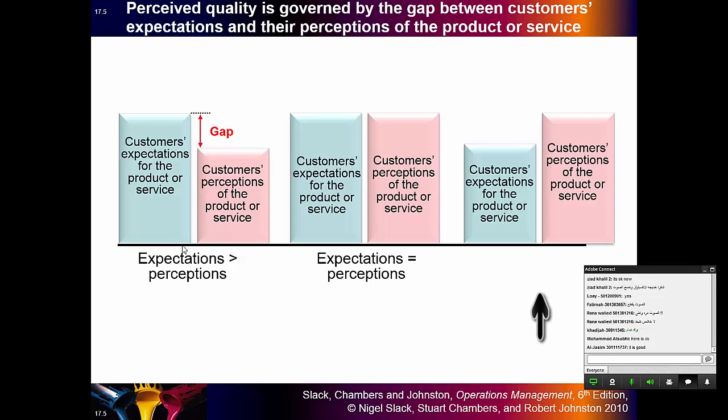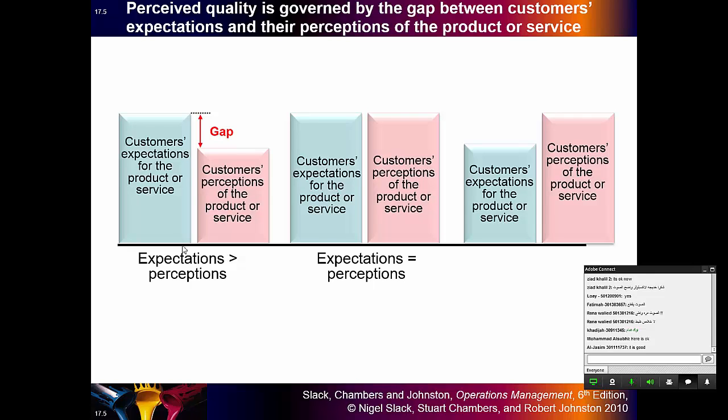And at the same time, when the customer perception of the product or service exceeds their expectations of the product or service, then we say that this quality is superior. This quality is excellent for this product.